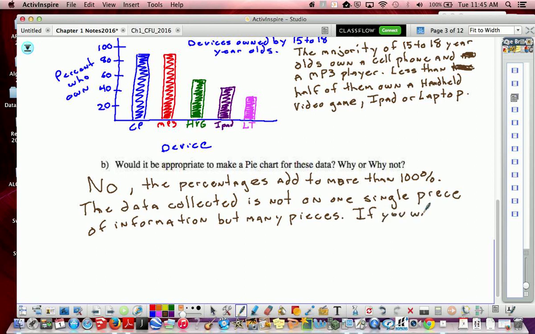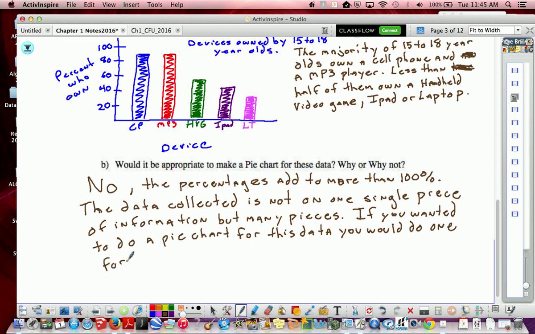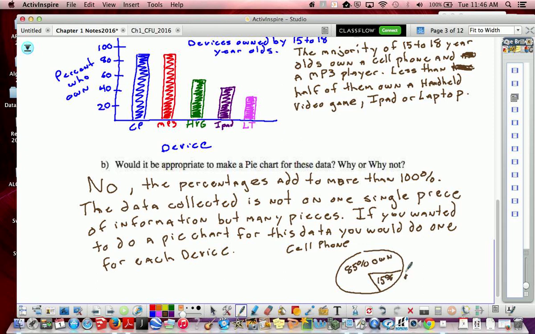If you wanted to do a pie chart for this data, you would do one for each device. Hopefully that makes sense what I'm saying. Like for instance, if I did cell phone, our pie chart might look something like this. 85% own, 15% do not own. And it would only be on the cell phone. So you couldn't do a pie chart that has all the data in it.